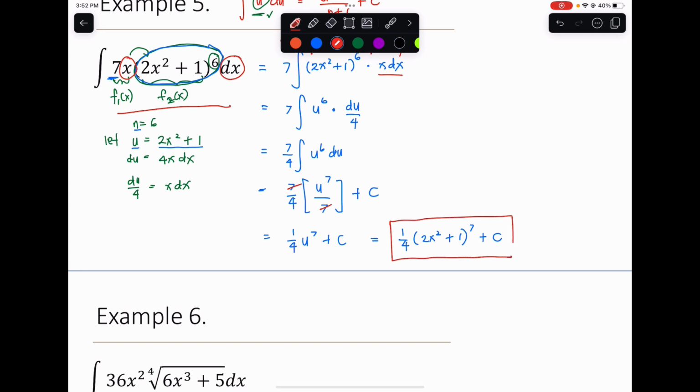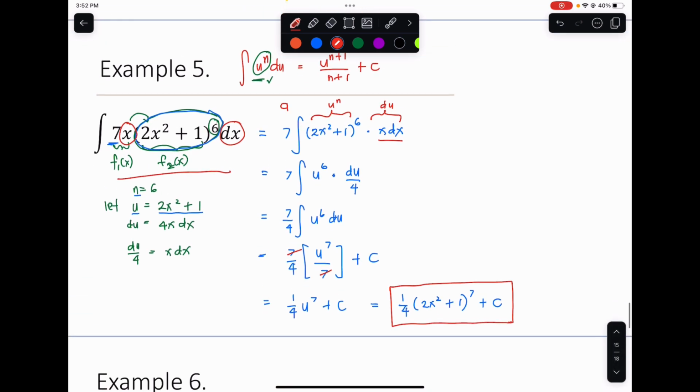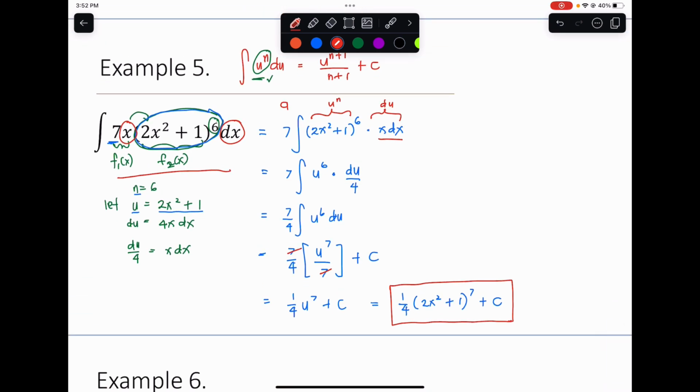Finally, that would be our resulting answer: 1/4 of (2x squared plus 1) raised to 7 plus c. Once we transform the integrand into the format of u raised to n du, we can do the substitution here.